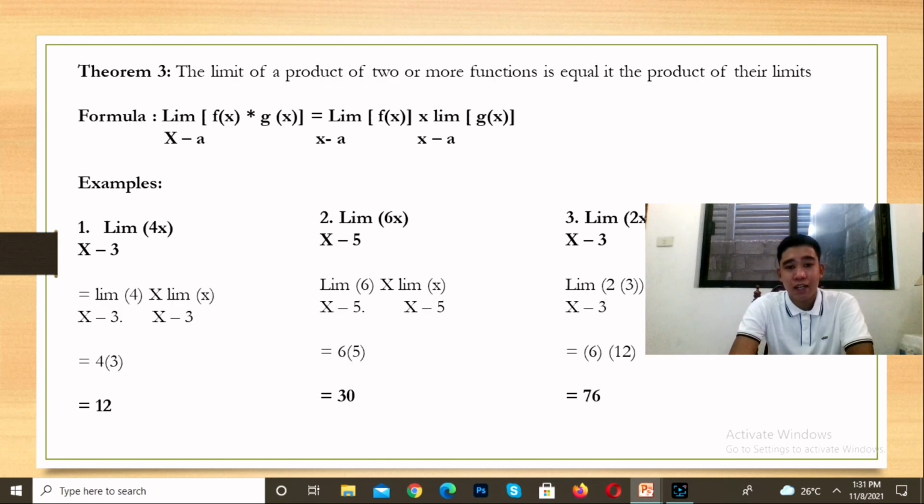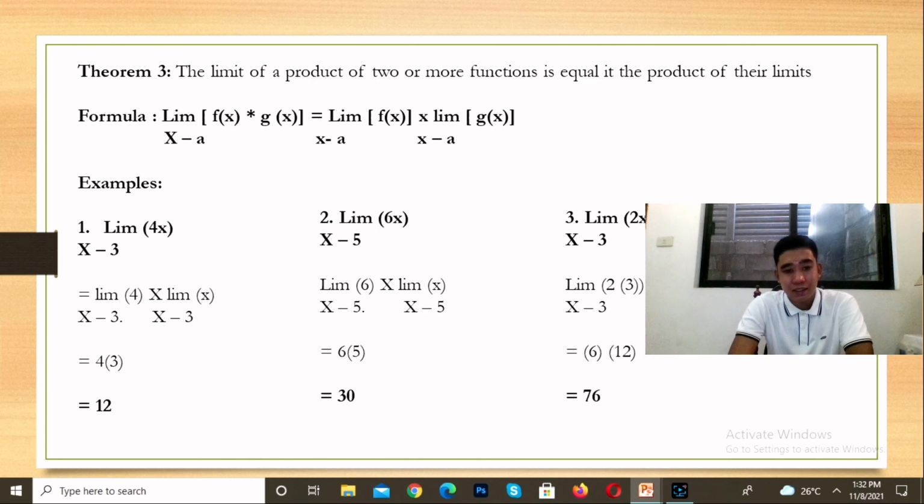Theorem 3: the limit of a product of two or more functions is equal to the product of their limits. Pag product, syempre, multiplication. So limit of 4x, x approaches 3. Limit of 4 times limit of x, x approaches 3. So i-times mo lang yung 4 saka yung 3, kasi yung 3 sinubstitute mo sa x. So 4 times 3 equals 12.